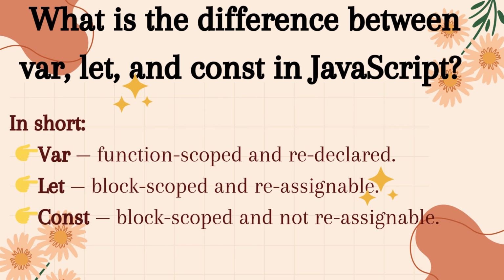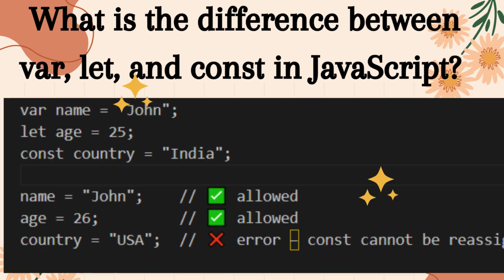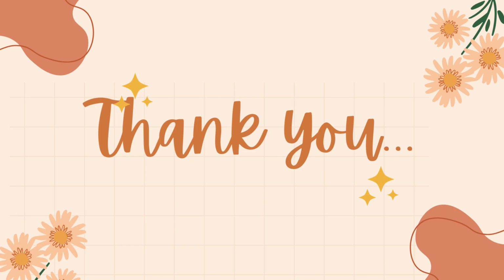So, to remember this easily, var is function scoped and can be redeclared. Let is block scoped and can be reassigned. Const is block scoped and cannot be reassigned. Here's a simple example. I have 3 variables, one declared with var, one with let, and one with const. When I change the value of the variable declared with var or let, it works perfectly fine. But if I try to change the value of the variable declared with const, JavaScript shows an error, because const variables cannot be reassigned. That's it for day 5.